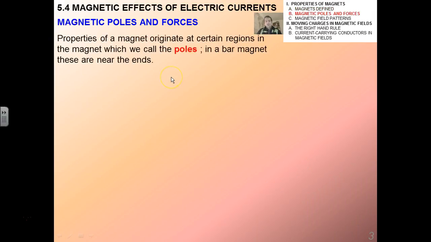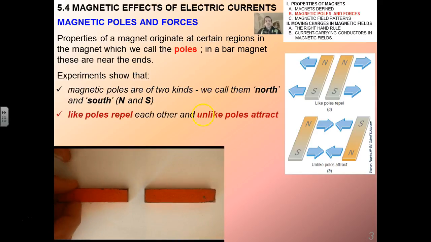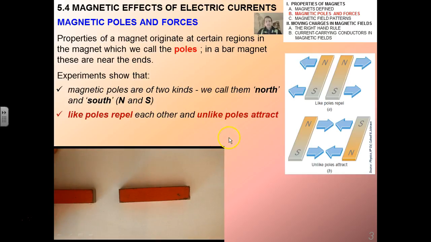Now, the properties of a magnet originate at certain regions in the magnet, which are called poles, okay? Now, in a bar magnet, these are near the ends. And experiments show that there are only two kinds of poles. Now, remember we only had two kinds of charges, positive and negative? Well, we have two kinds of poles, and we call them north and south for want of a better description. And this probably has geographic origins. But anyway, north and south, it turns out that like poles repel each other and unlike poles attract.